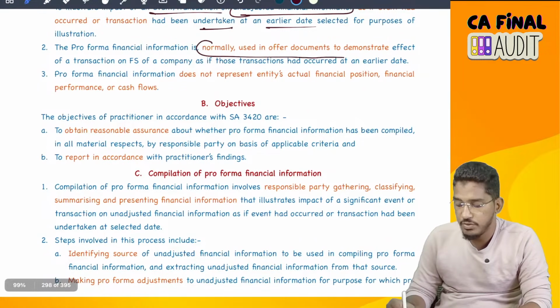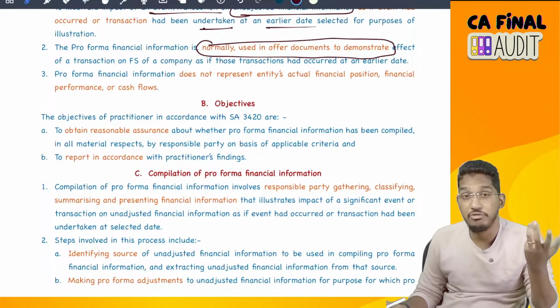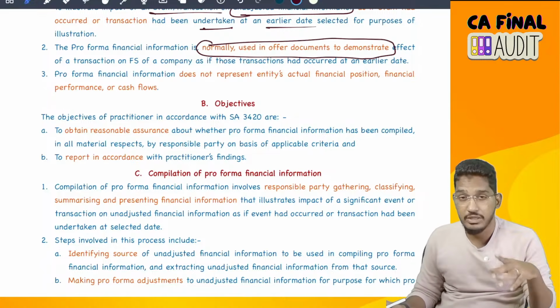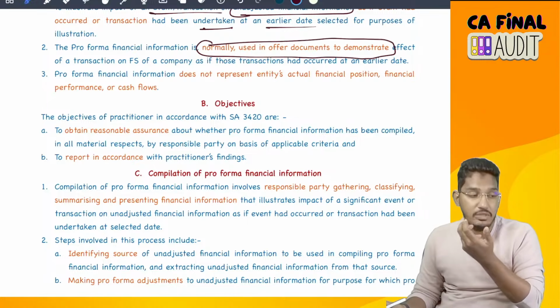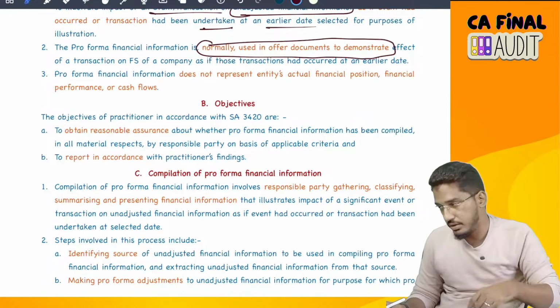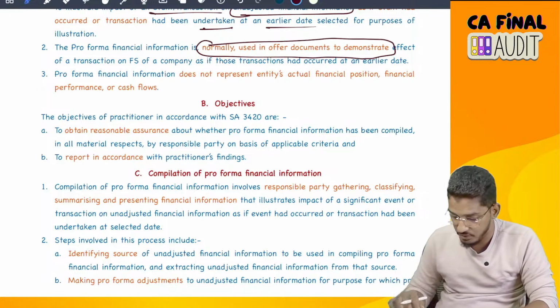And where generally we use this pro forma information is in offer documents, like in the prospectus in the case of issue of shares, or before acquisition, after acquisition, how the entity will look like. If the acquisition has taken place at an earlier date, how the financial data would have looked like. So especially in offer documents or acquisition related documents, this information will be included.